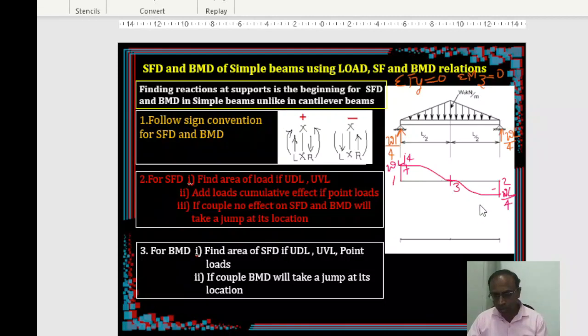Alright. Then go to the next one, bending moment diagram. So this distance also we know now, right? L by 2. This is L by 2. This is L by 2. As we told, because we have a symmetric load.